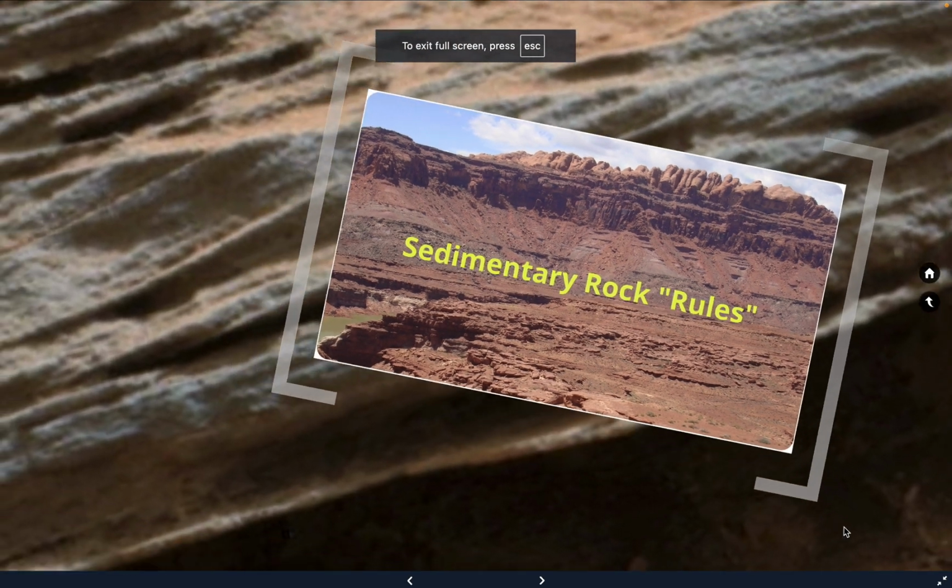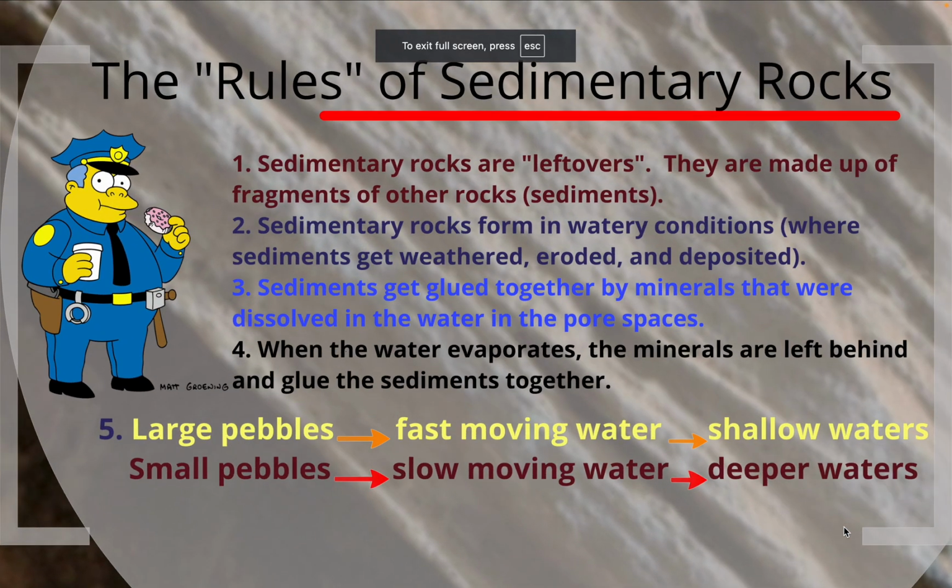All right, so if we start with sedimentary rock rules, there are 5 of them, and I'm wondering how many of them were fresh in your mind from the lab here. So initially we said that sedimentary rocks are just rocks made from other rocks, but now I think we can expand on that a little bit. Sedimentary rocks are indeed leftovers. They're made up of fragments of other rocks. They're made up of sediments. So that's the first rule.